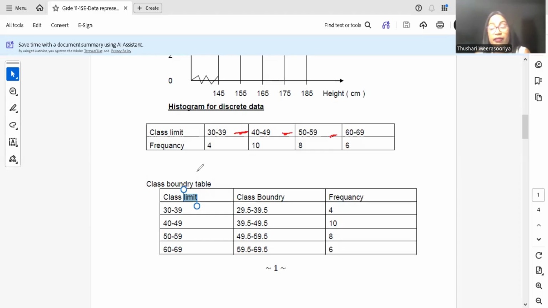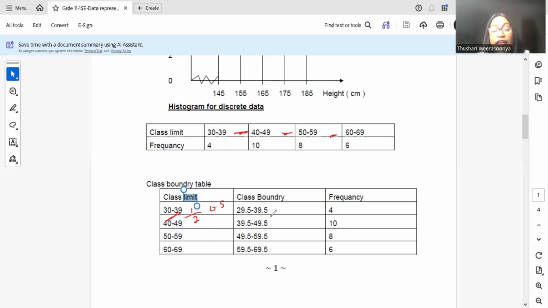Class boundary table. Now look at this class boundary table. 30 to 39. But check the gap between these two numbers, 39 to 40, there is 1. 1 you divide by 2, there you get 0.5. Assume the gap is 2, 2 divided by 2, the gap 1. Answer is 1. But here the gap is 1, we divide by 2, 0.5.